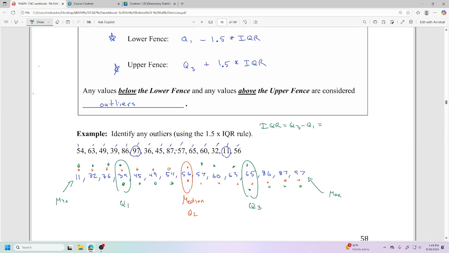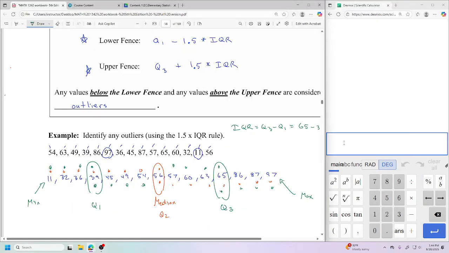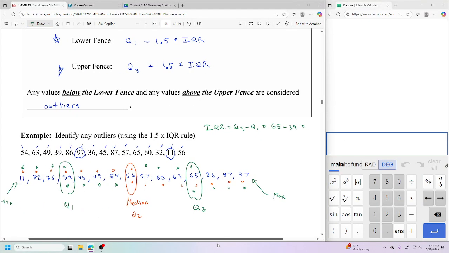So I need to find this one. I have those numbers. 65 minus 39. Is that a calculator moment? Or is it like 20 something? 24? 23? 24? I'm thinking it's 20. 26? I was getting close. I'm going to verify. We should probably always use the calculator in case. But yeah, 26, you got it. Very good. Perfect.